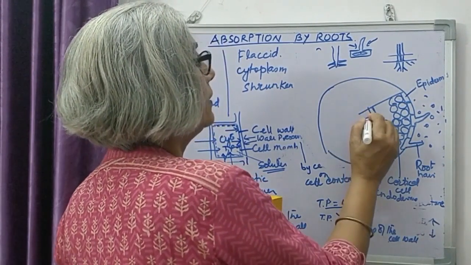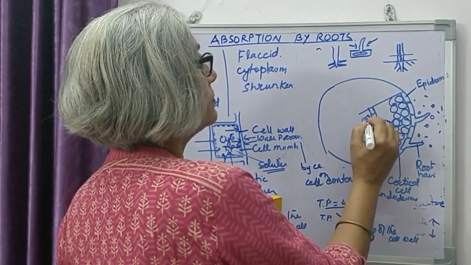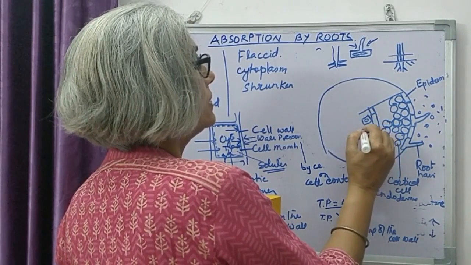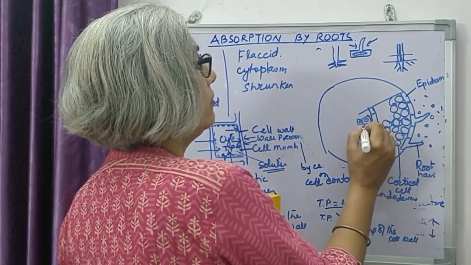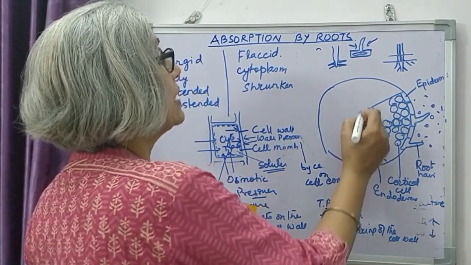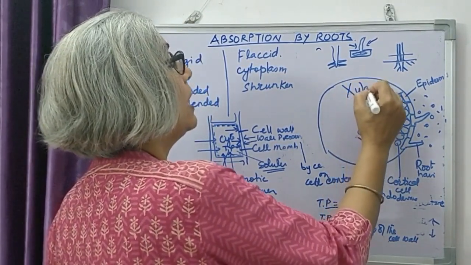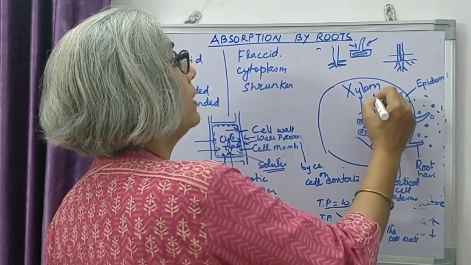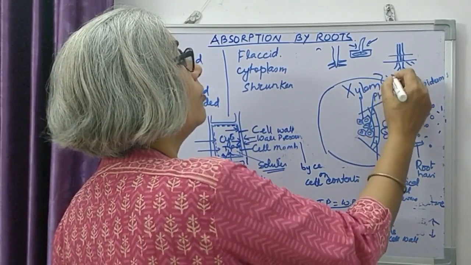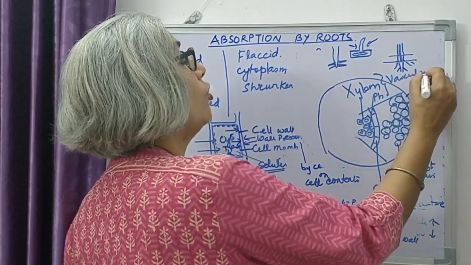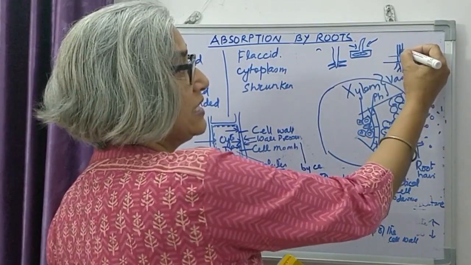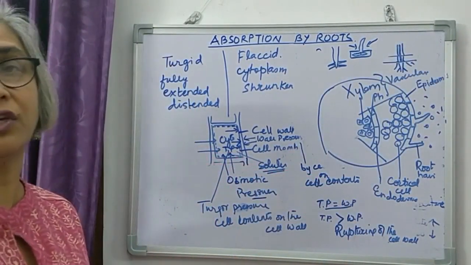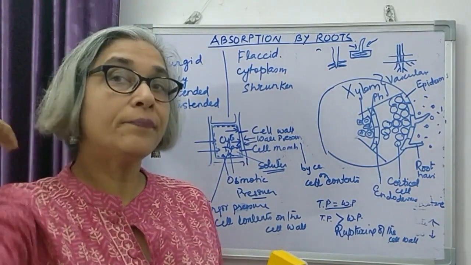And inside we have xylem. These are the xylem cells. In between there are phloem cells. Now xylem and phloem together form the vascular tissue of the plant. Vascular tissue of the root is in direct connection with vascular tissue of the stem.